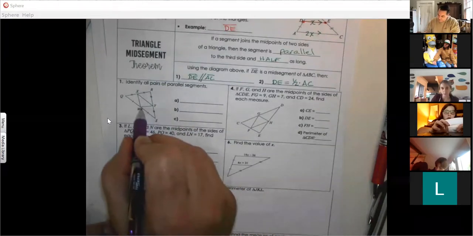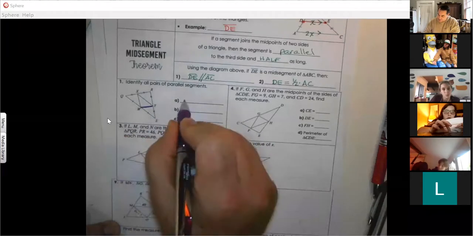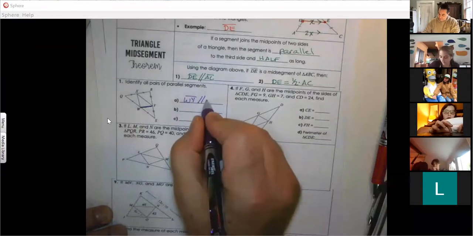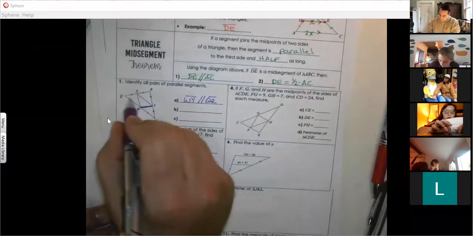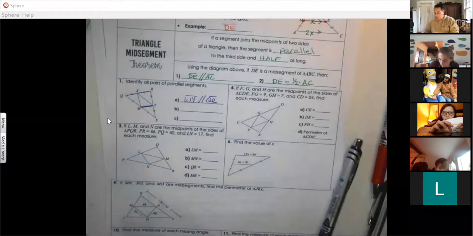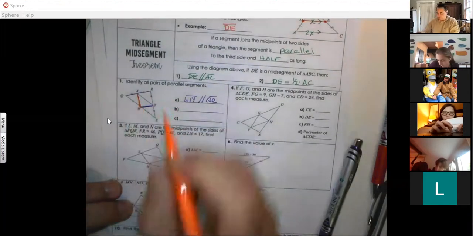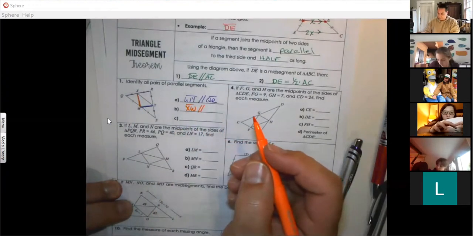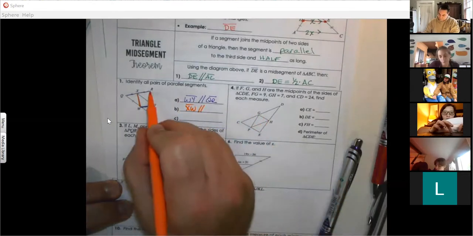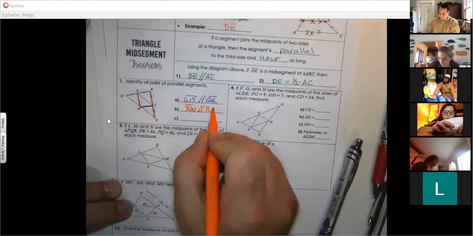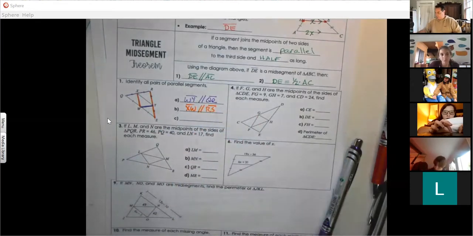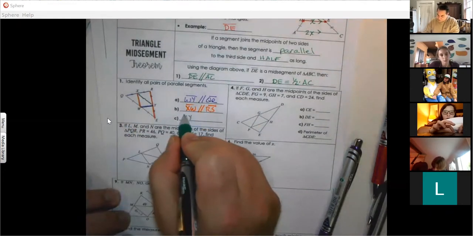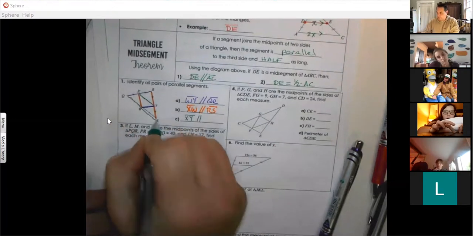So what if I said WY? What segment would be parallel to that? Segment QR. Very good, segment QR. What if I said XW? What segment is parallel to XW? Looks like RS. And lastly, it looks like we've got XY, which would be parallel to QS.